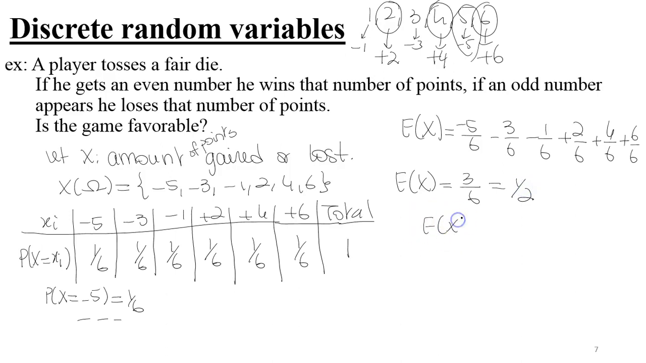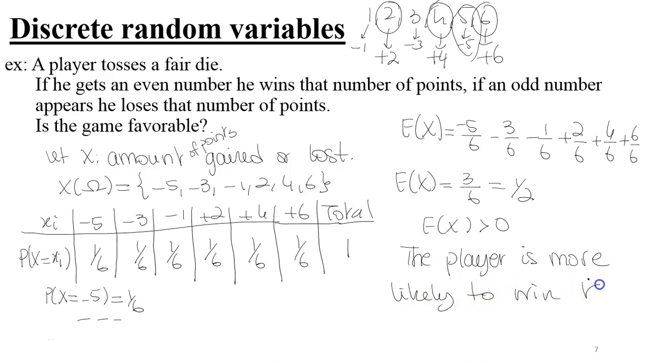So the expected value is positive. So he is expected to end up with a positive amount of points. So he is in fact expected to win more than losing. So we just end up saying that the player is more likely to win than to lose. Okay?